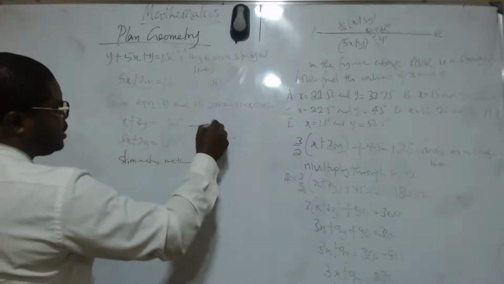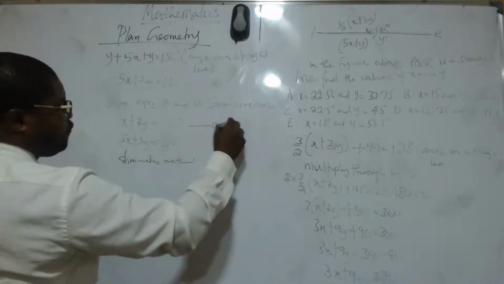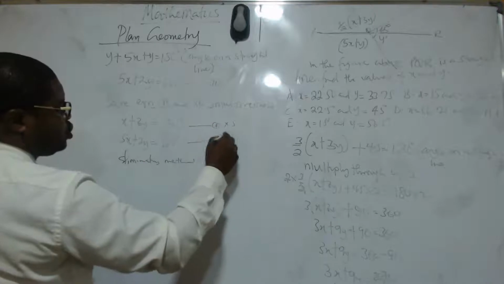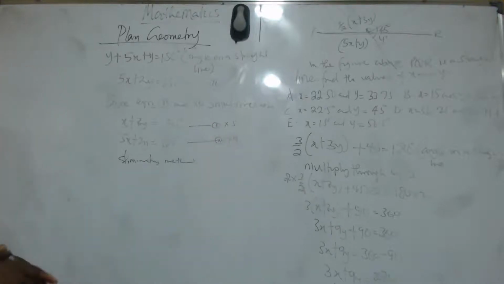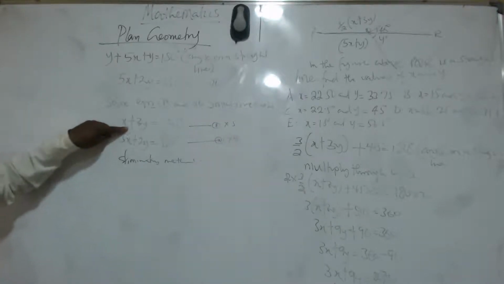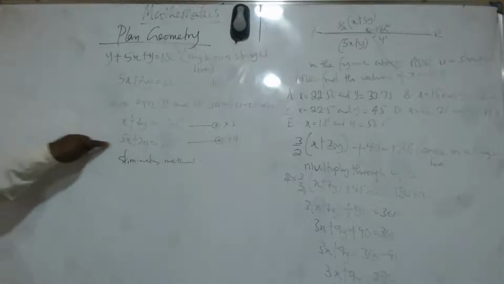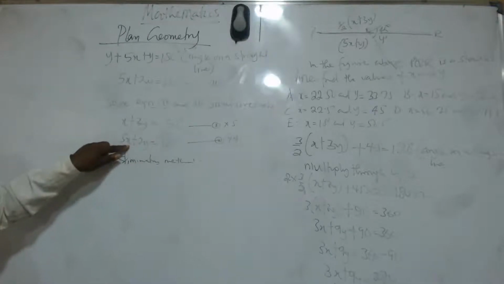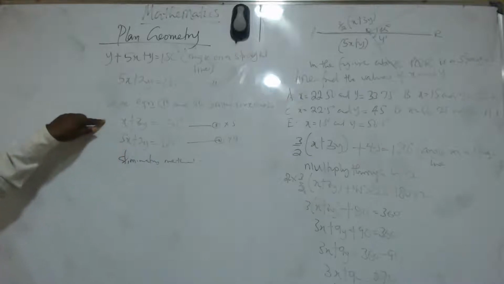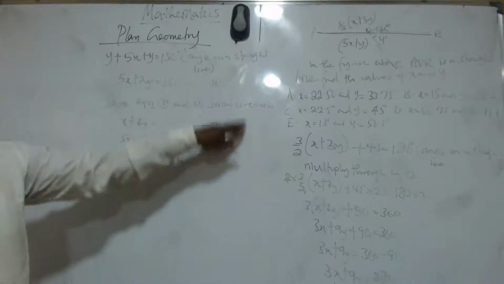I multiply equation 1 by 5, and I multiply equation 2 by 1. That is the coefficient of x. Since I want to eliminate x, the coefficient of x here is 1, so I use it to multiply equation 2. And the coefficient of x in equation 2 is 5, I use to multiply equation 1. And that's what we have here.